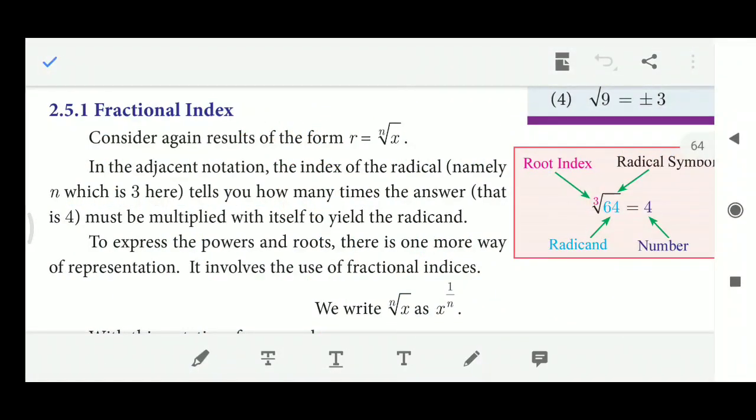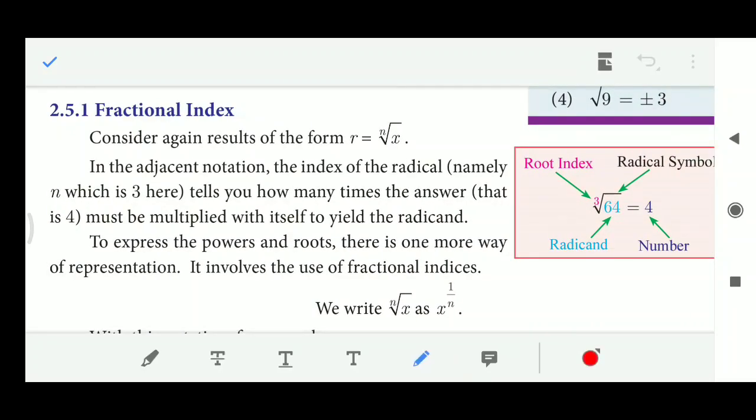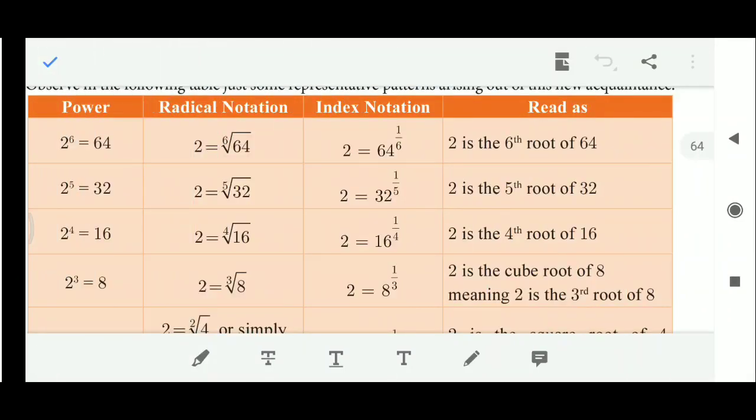Next we are going to write this radical in the fractional index form. Here r is equal to nth root of x. Now we are going to write this in the index form. Nth root of x is equal to x power 1 by n. So nth root of x can be expressed in the power as 1 by n. Nth root means it becomes 1 by n. If it is square root, it becomes 1 by 2.